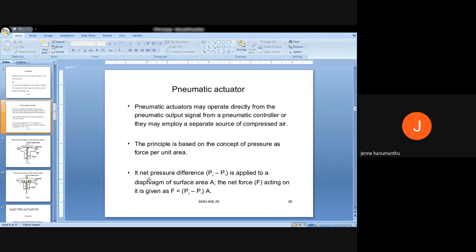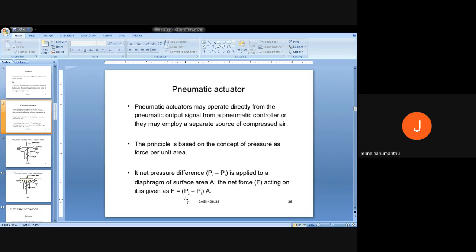See, if you apply a difference of pressure to a diaphragm of area A, the net force acting is F equal to (P2 minus P1) by A, force per area. A is missing here. So F equals (P2 minus P1) by A. So, what is there in the pneumatic actuator?